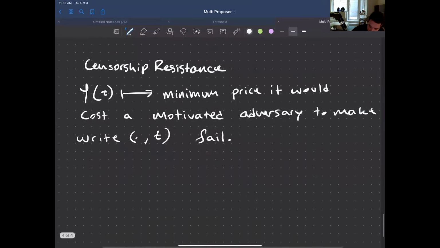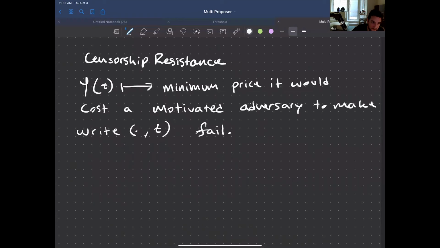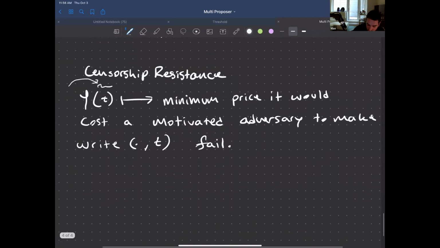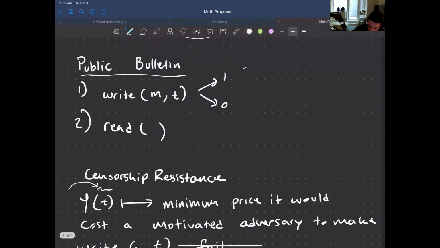Okay, why does this matter? Why is this the right definition? Most definitions of censorship resistance don't include the tip, but of course it's much harder to censor a $100 tip transaction than it is to censor a 1 cent tip transaction. So of course the definition should involve this. And moreover, one thing to note is that the public bulletin board can be defined in timelines. If you look at a blockchain, there are multiple timelines that you might care about. You might care about long-term censorship resistance or 1 block censorship resistance or 10 block censorship resistance.